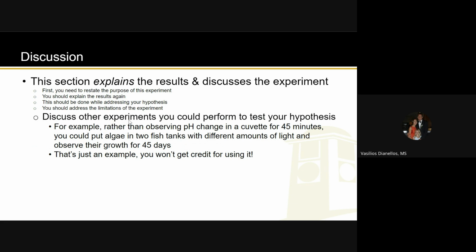For example, rather than observing pH change in a cuvette for 45 minutes, you could put algae in 2 fish tanks with different amounts of light and observe their growth for 45 days. So again, using the first experiment as an example, if you wanted to see how light intensity affects the rate of photosynthesis, you could have one aquarium that has a little bit of light, and another aquarium that has a lot of light, and just let them sit there for 45 days. After 45 days, you could see which one has the most algae in it. That's just one way you could test the same hypothesis.